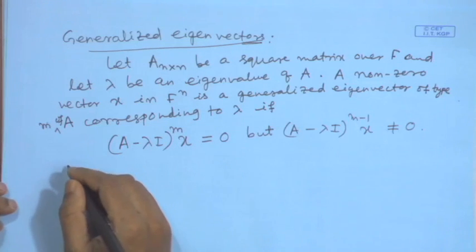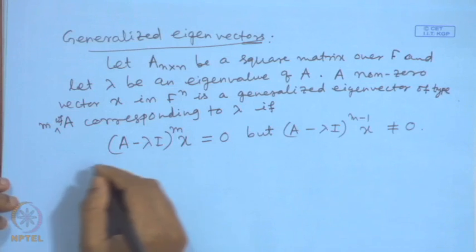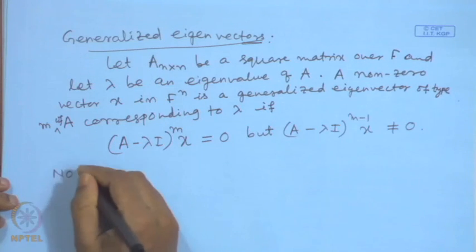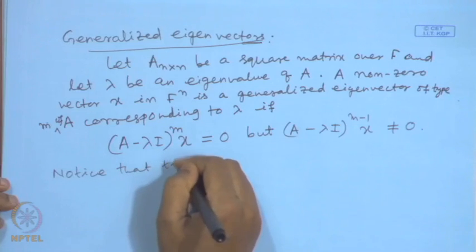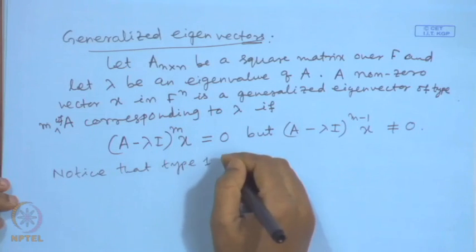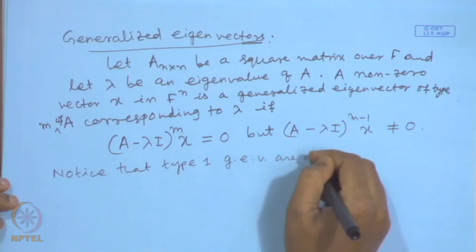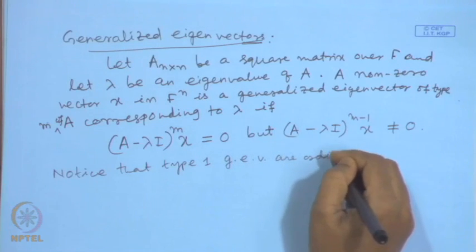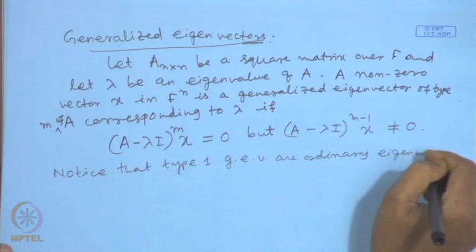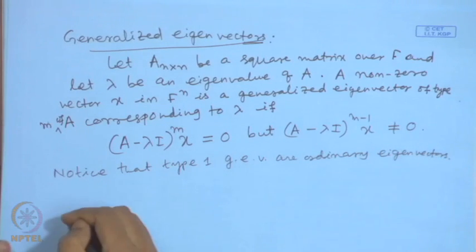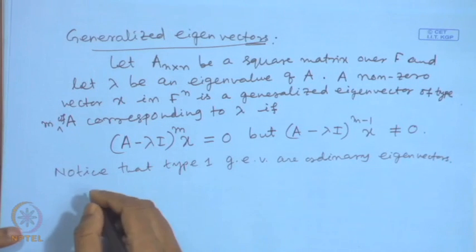So, notice that type 1 generalized eigenvectors are ordinary eigenvectors. So, this is why this name generalized is there.